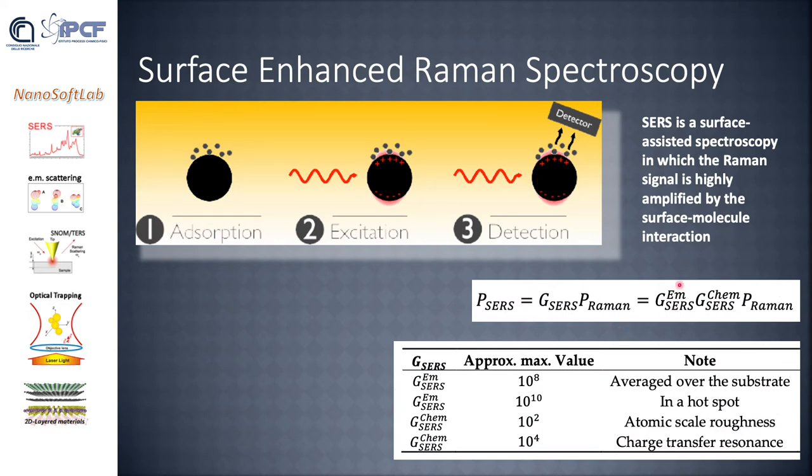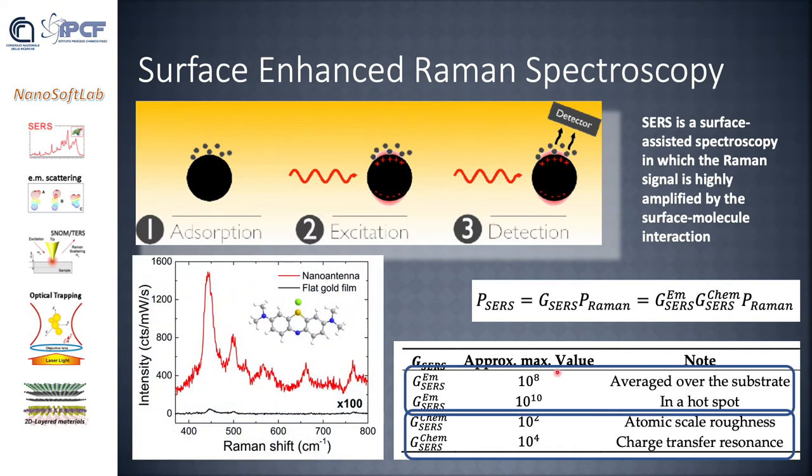The boost is mainly linked to two factors, an electromagnetic factor and a chemical factor, as we see here in this table. The chemical effect is partly due to the atomic scale roughness and partly to the charge transfer resonance effects. And this provides a signal boost of a factor going from 100 to 10 to the 4.